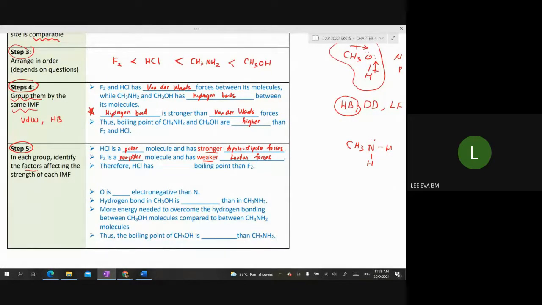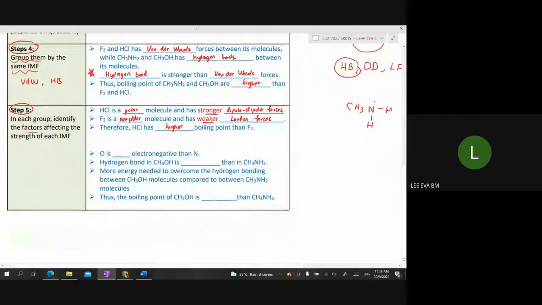Okay, so HCl is polar, with a stronger dipole. F2 is non-polar, with weaker London Forces. So the words stronger, weaker show the comparison. So does HCl have a lower or higher boiling point? Higher.